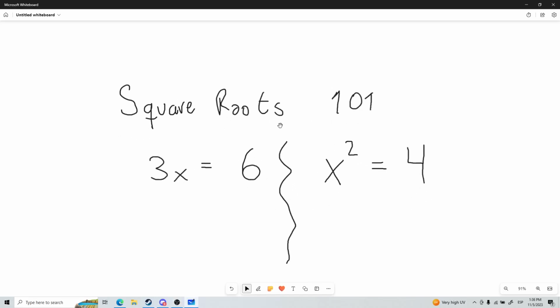Alright guys, so for square roots, we need to understand when they show up, what their properties are, and why they're even useful in the first place. Okay, so here I have two examples, one on the left and another on the right. Let's look at the example on the left first.